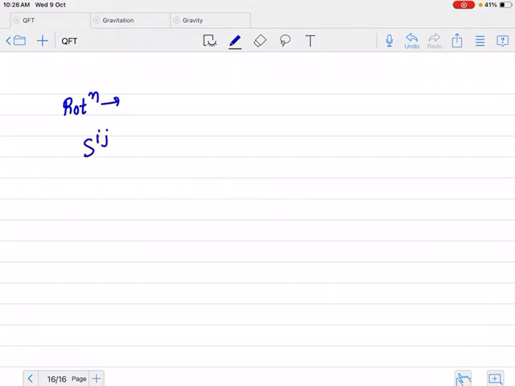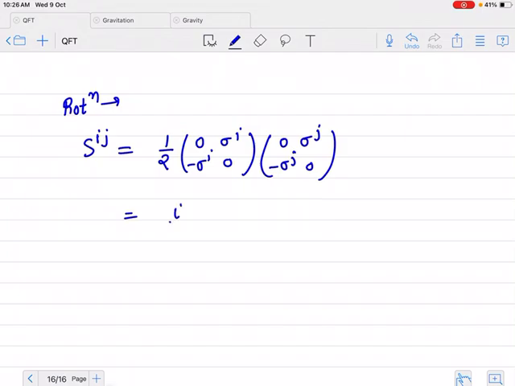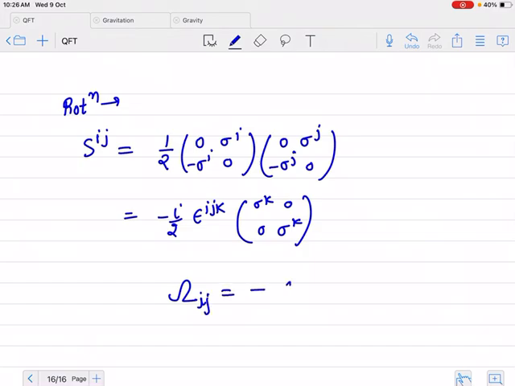Suppose S ij. S ij, from the definition, is half of the commutator of gamma i and gamma j, which is equal to iota upon 2 epsilon ijk times sigma k, 0, 0, sigma k, for i not equal to j. If we write the rotation parameter omega ij as minus epsilon ijk phi k, we mean that omega 12 is equal to minus phi 3.